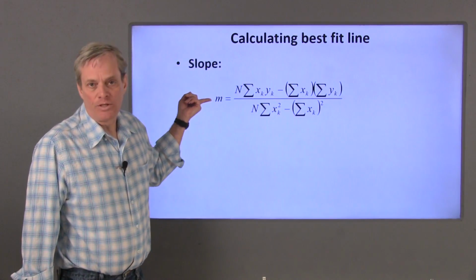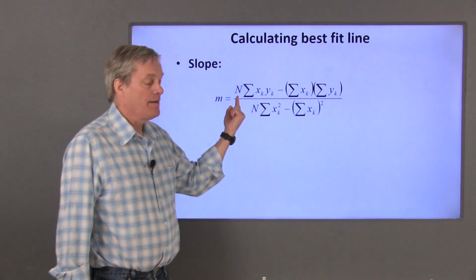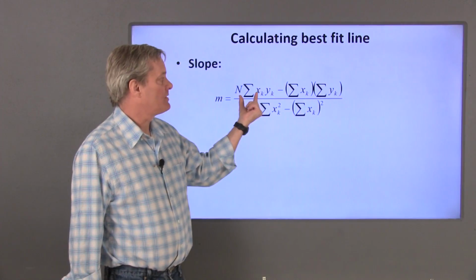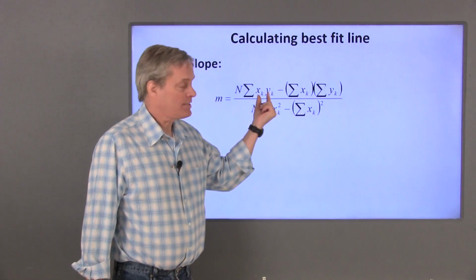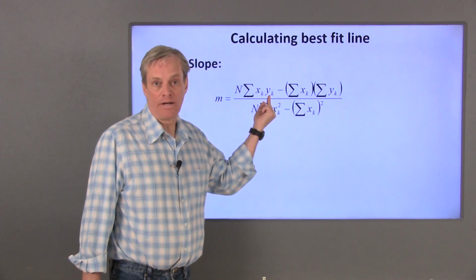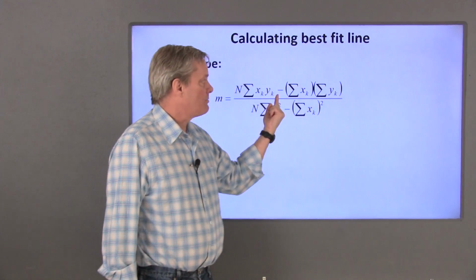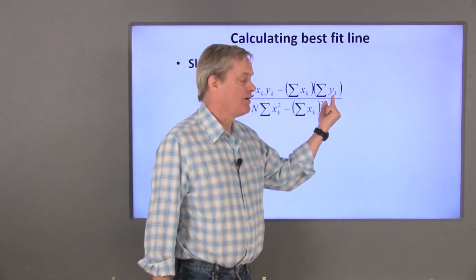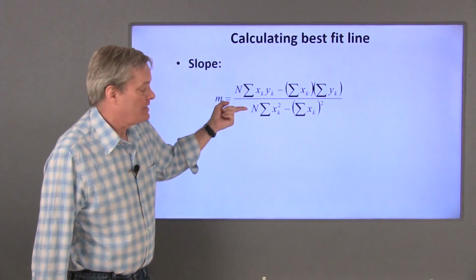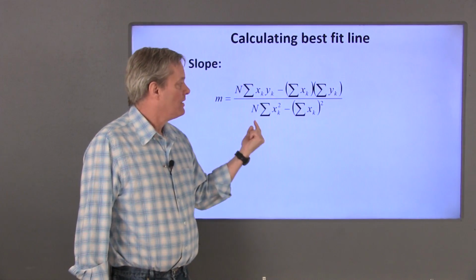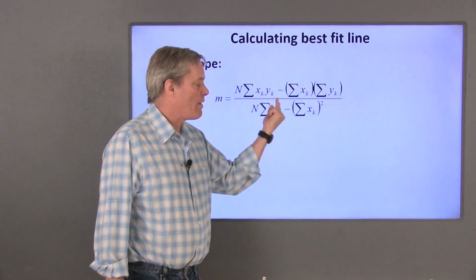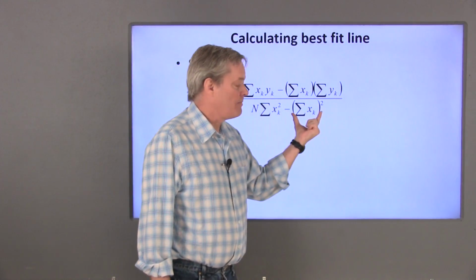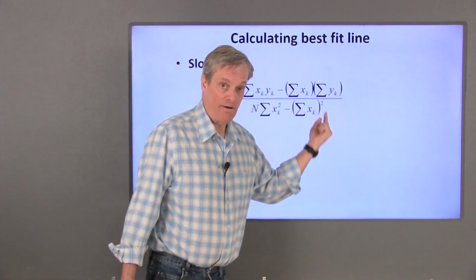This is our equation for the slope of the line. N is the total number of data points. We multiply that number times the sum of the product of each x value by the corresponding y value. From that, we subtract the sum of all the x values multiplied by the sum of all the y values. The denominator of the equation is n times the sum of all the squares of the x values. Subtract from that the sum of all the x values squared.